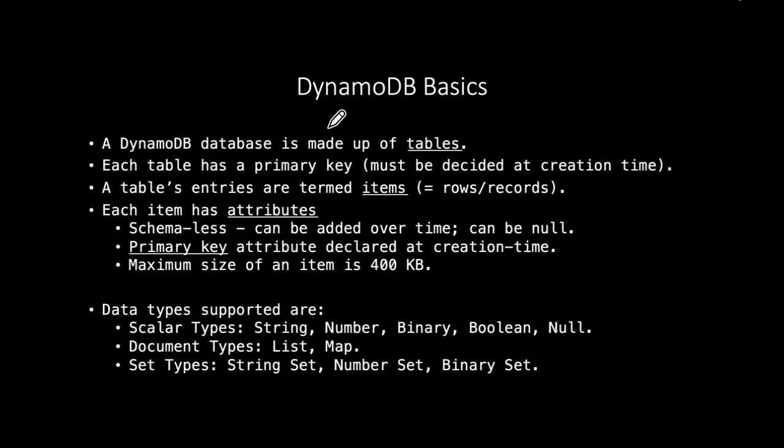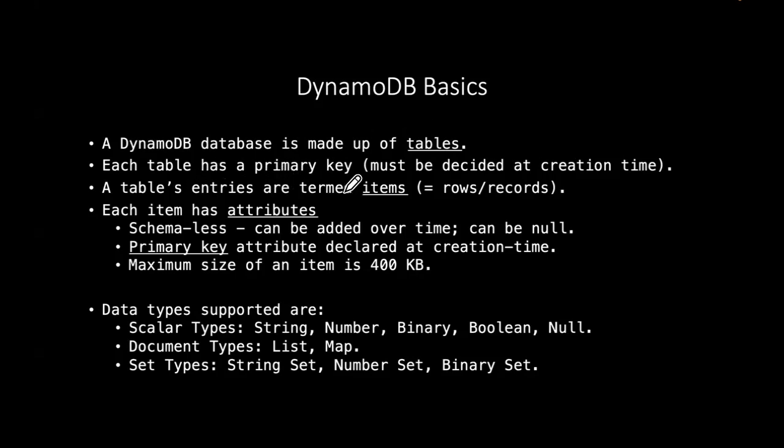So a DynamoDB database is made up of tables. Well, we know what a table is. Each table has a primary key. We know what that is from the relational model. The primary key must be decided at table creation time. When you create a DynamoDB table, that's pretty much all you have to tell it at creation time: what is the primary key property of the records in the table? You don't tell it about the other properties because we've already said that DynamoDB is schemaless.